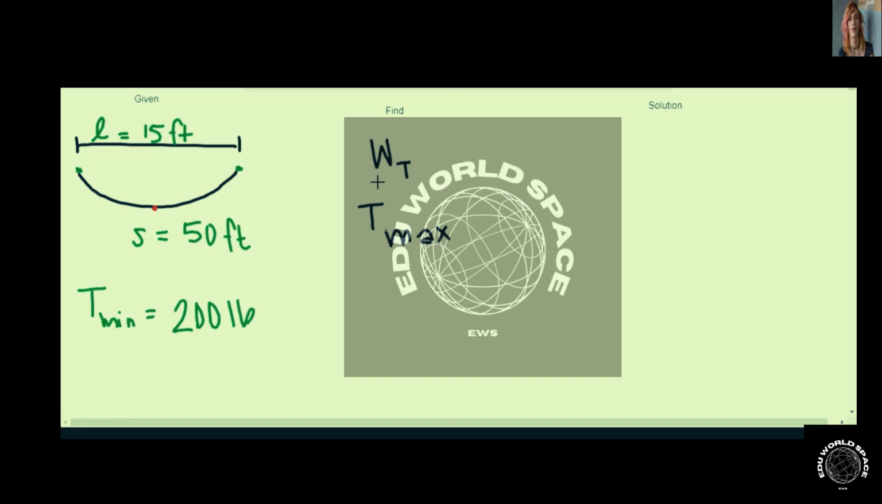For starters, we're going to establish our origin and coordinates, which will be directly at the center of the cable, where X is going to the right and Y is going directly up. Now, because they gave us the minimum tension, we can use this equation, T times cosine theta equals F sub H, in order to solve for that variable.